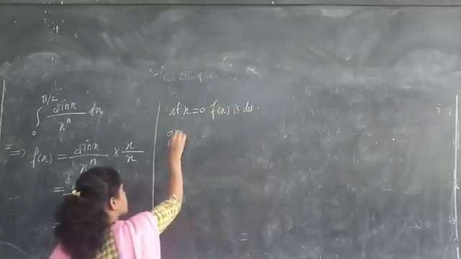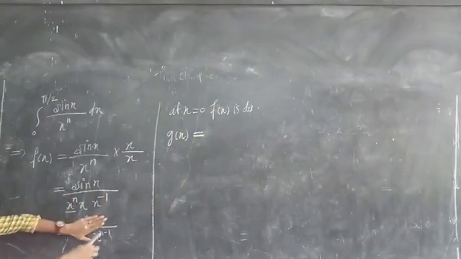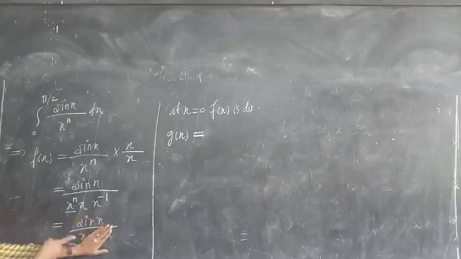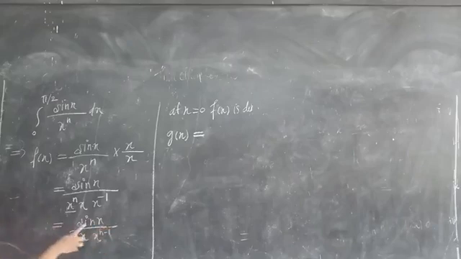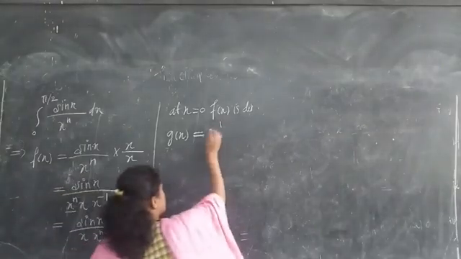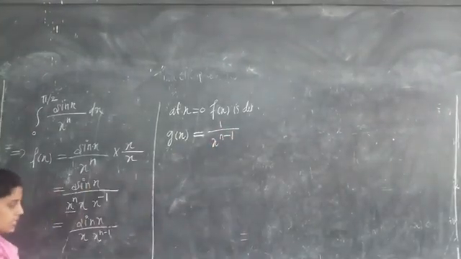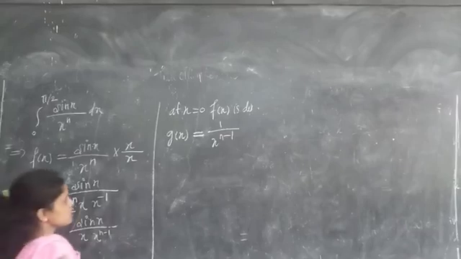Therefore, we can choose g of x as 1 divided by x to the power n minus 1. We can't choose this x. Why? Because, as I said, the standard form is limit of x tends to 0 of sine of x divided by x, whose value is always 1. So we get g of x as 1 divided by x to the power n minus 1.